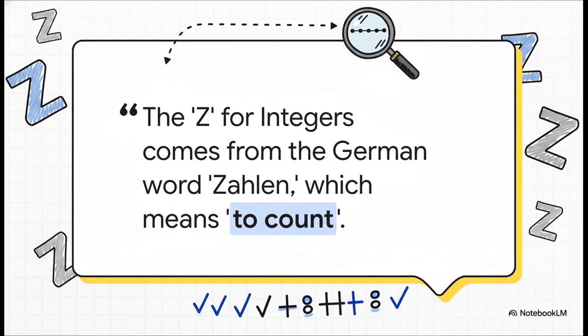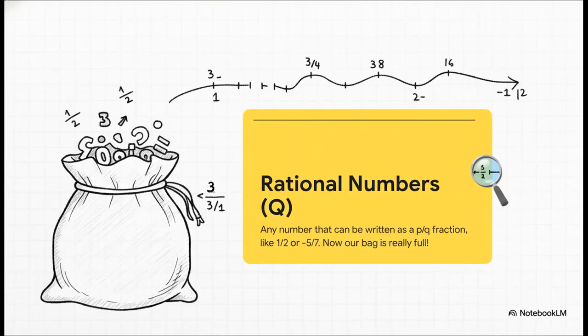And hey, here's a cool little piece of trivia for you. Ever wondered why we use the letter Z for integers instead of I? Well, it actually comes from the German word Zahlen, which simply means to count. Kinda neat, right?